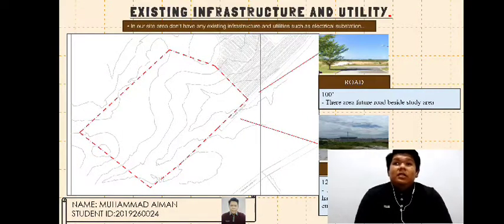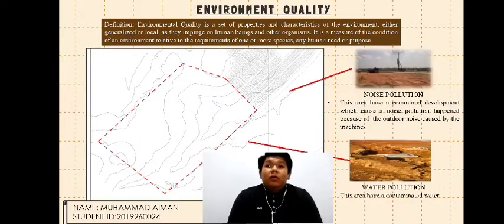Next is existing infrastructure and activities. In our site, it doesn't have any existing infrastructure and activities such as an electric station. But beside the area, we have the future road. The electric station supplies the residential area.